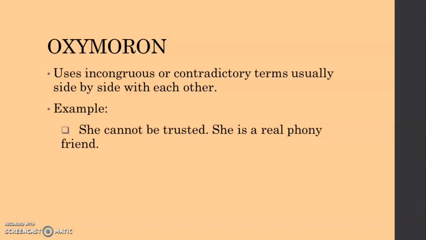We also have oxymoron. This figure of speech uses incongruous or contradictory terms, usually side by side with each other. Example: she cannot be trusted. She is a real phony friend. The two contradicting words are real and phony.